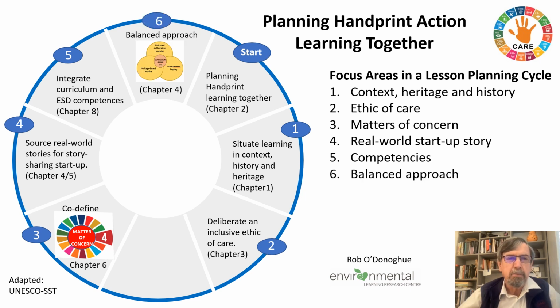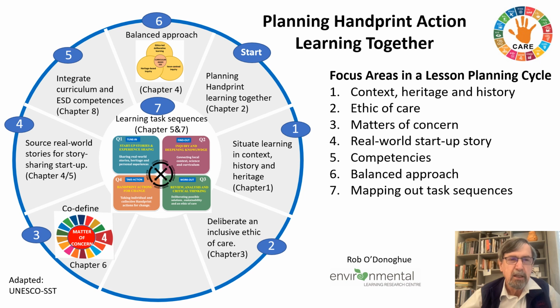Next, a balanced approach. A balanced approach around ethics, issues, and heritage is what we found came out of our work with teachers, and making this selection is an important part of a lesson planning sequence. Then, of course, we get into mapping out the lesson planning sequences, and this is covered in Chapter 5 and Chapter 7, and throughout the handbook we use the 4-quadrant progression.